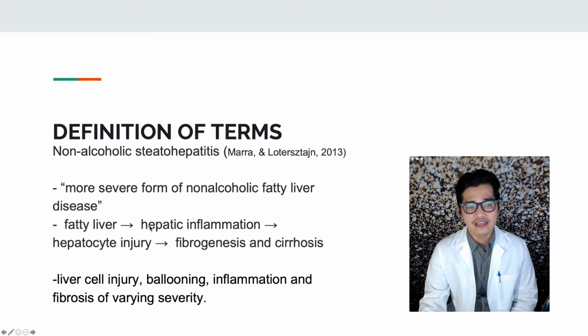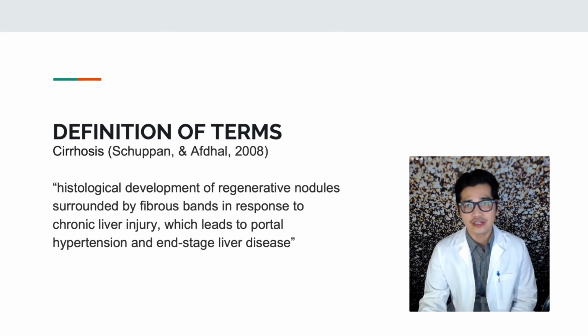Here, the fatty liver leads to increased hepatic inflammation that leads to further hepatocyte injury, that then leads to fibrinogenesis and cirrhosis. Liver cell injury leads to cellular ballooning of the hepatocytes, more inflammation, and more fibrous formation of varying severity. This leads to a condition called cirrhosis, which is histological development of regenerative nodules surrounded by fibrous bands in response to chronic liver injury, which leads to portal hypertension and end-stage liver disease.